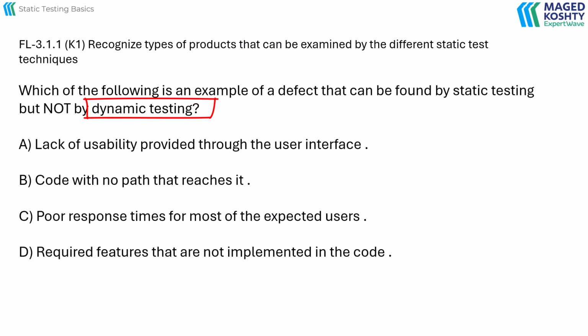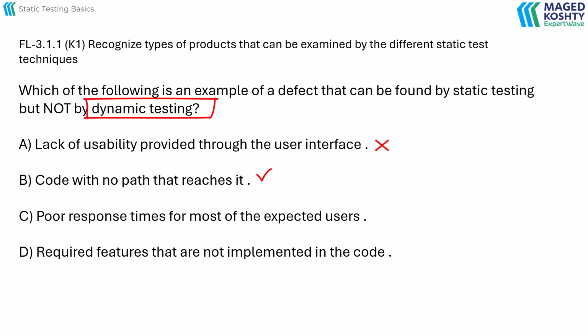A. Lack of usability provided through the user interface. This requires executable code to visually detect any usability problems. B. Code with no path that reaches it. This can be tested by static testing. So B should be the correct answer.